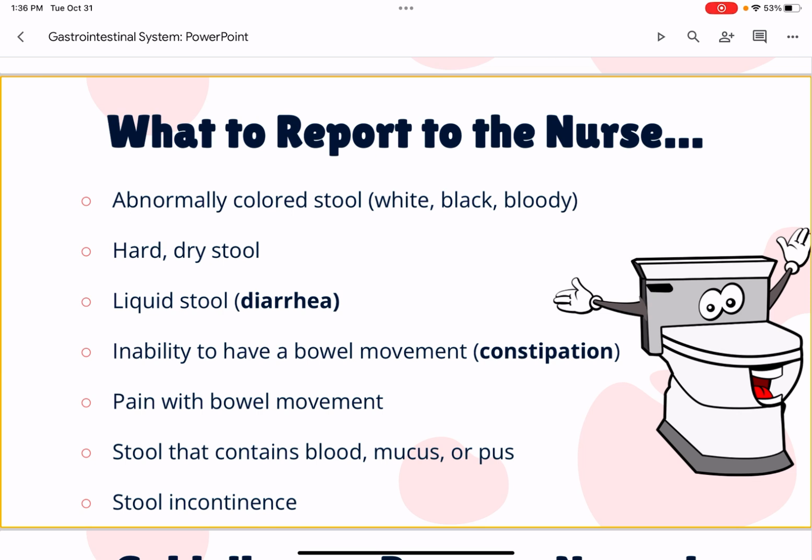What to report to the nurse? Abnormally colored stool, so white, black, or bloody; hard, dry stool; liquid stool or diarrhea; the inability of a patient to have a bowel movement, or constipation; pain with bowel movements; stool that contains blood, mucus, or pus; and stool incontinence.